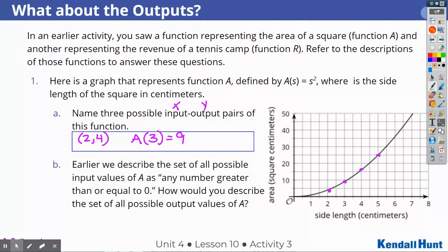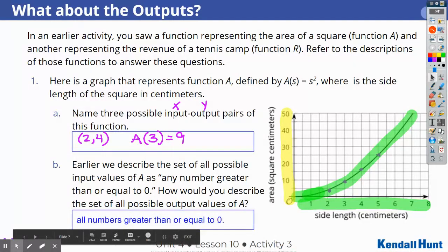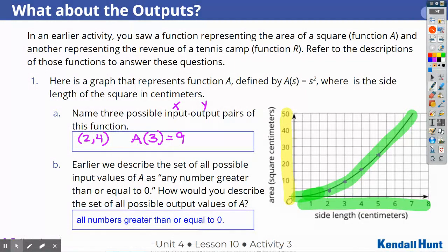earlier we described all of these inputs as being greater than or equal to 0 because this line is going up, so it's including all of these values of X. Well, how would we describe the Y values or the range? We're going to call the range. So we are looking now at the values that show up on the Y. Well, here we don't have any negative values, so we would still say that it is all numbers greater than or equal to 0.